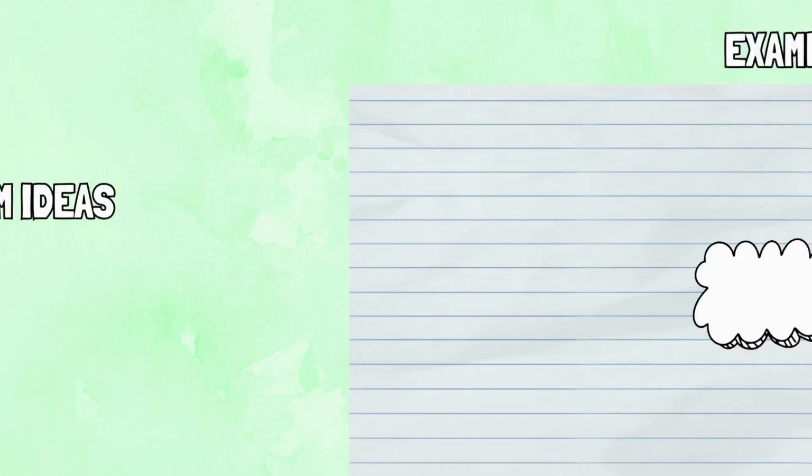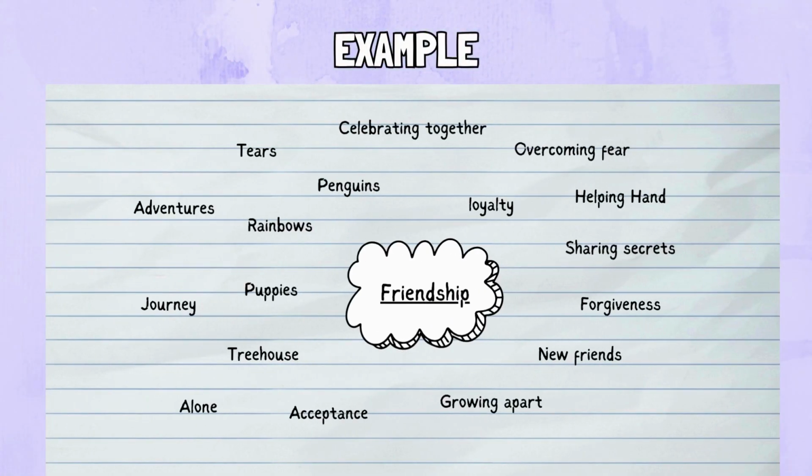Let's take a look at an example to illustrate this step. For our picture book, the overall theme is about friendship. We started by brainstorming some words and phrases related to this theme, such as loyalty, sharing secrets, forgiveness, new friends, growing apart, and acceptance. We also added some other words that remind us of friends, such as treehouse, rainbow, puppies, journey, helping hand, and tears. Our target audience is 4 to 6-year-olds, so we want an idea that appeals to them, such as animals, adventures, and the use of humor.